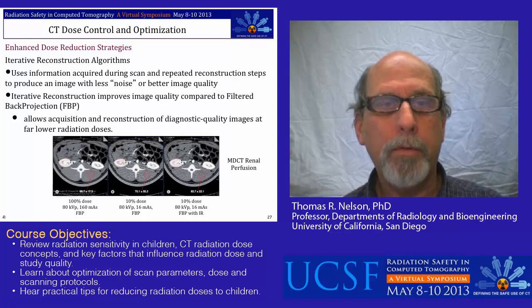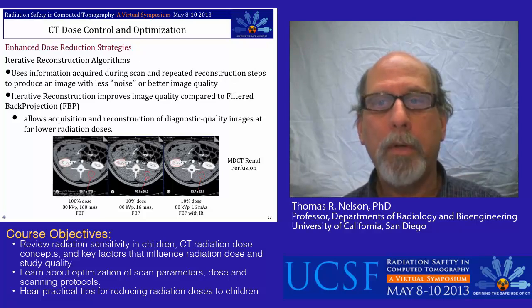An additional approach that's becoming more common is to use iterative reconstruction algorithms. In this approach, the algorithm uses information acquired during the scan and repeated reconstruction steps to produce an image with less noise or better image quality. Iterative reconstruction improves image quality compared to filtered back projection. It allows acquisition and reconstruction of diagnostic quality images at far lower radiation doses.